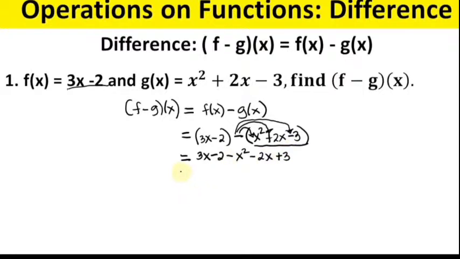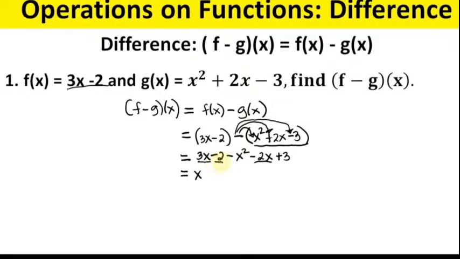Next, you need to combine like terms. Our like terms here have the same variable and the same exponent. So 3x and negative 2x. So 3x minus 2x, that is x.